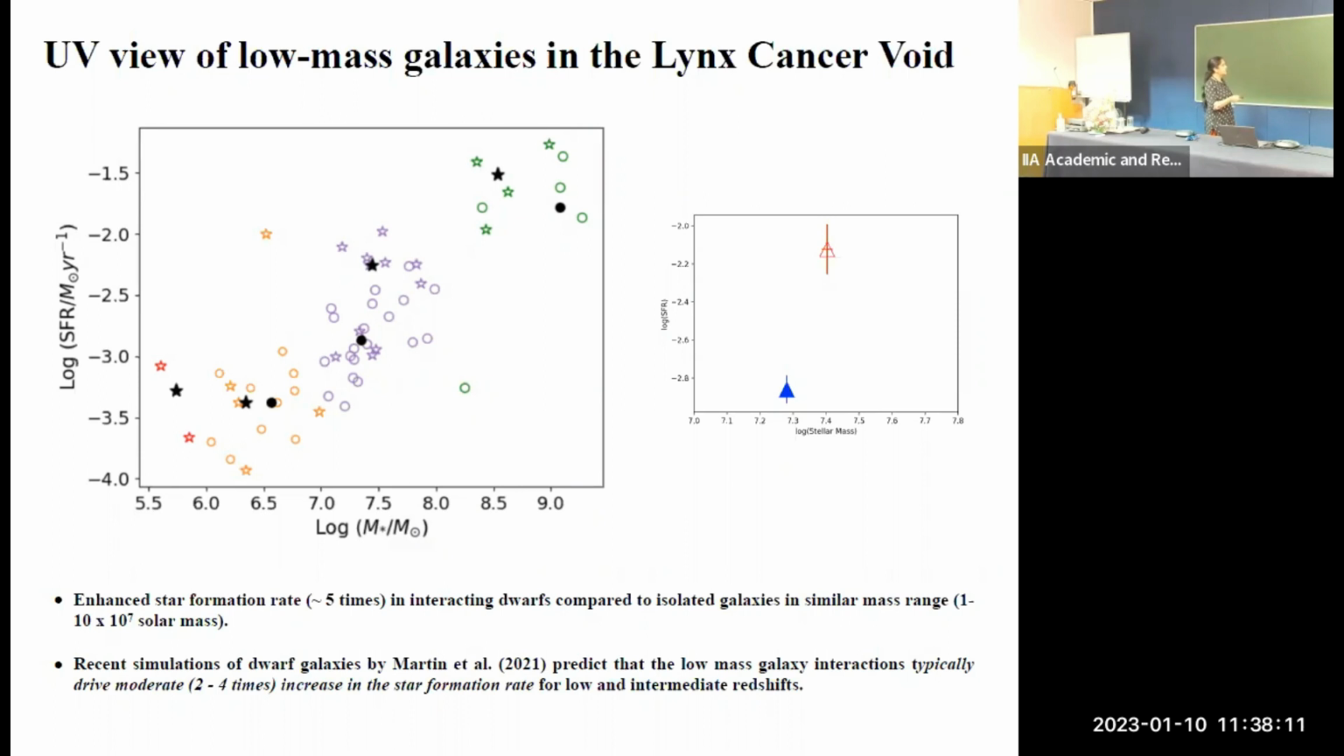If you zoom in, this is what we see. There is around 5 times the enhanced star formation in interacting dwarfs compared to the isolated dwarf systems. And this actually matches with some of the recent simulations, where they predict that dwarf-dwarf interactions drive a moderate increase in star formation rate at low and intermediate redshift, that is 2 to 4 times. So these are comparable. This is one of the results we got.